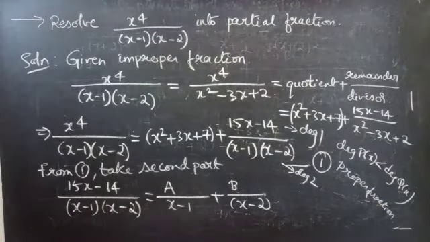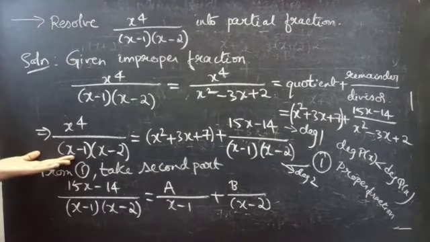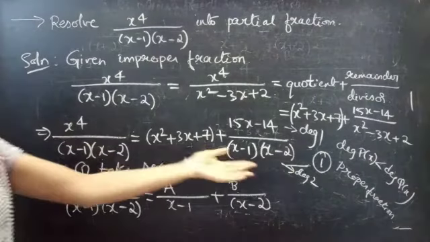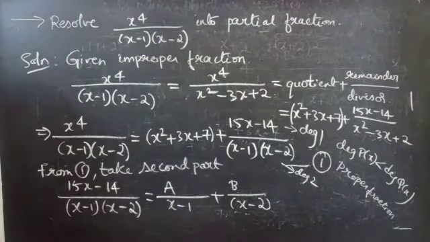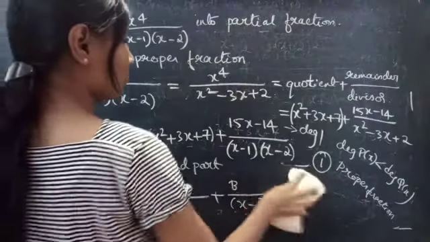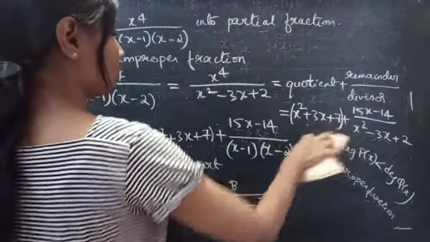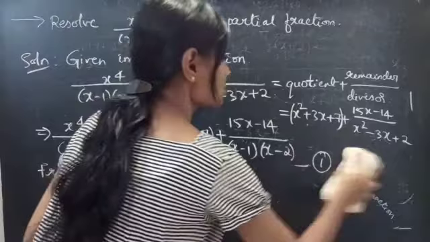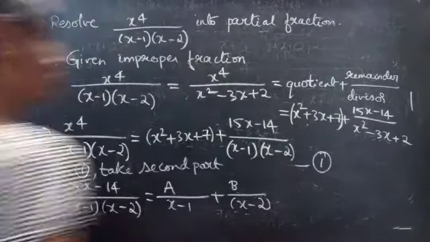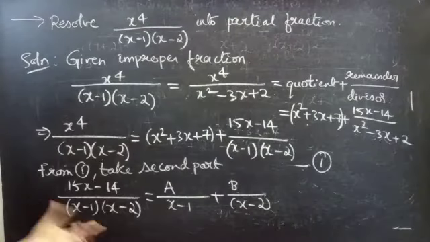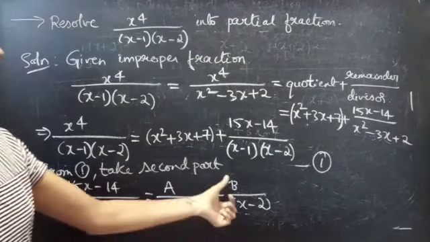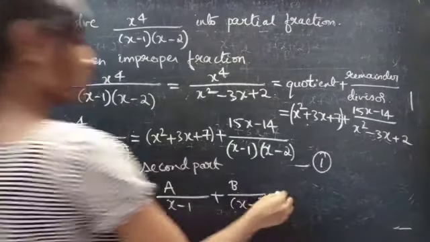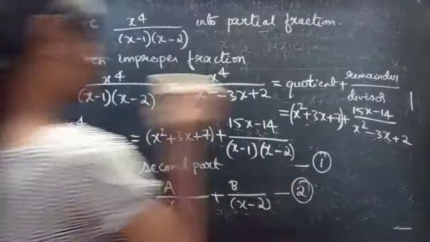So we have reduced the given improper fraction into a polynomial plus a proper fraction. Now I'm going to take this proper fraction. I could write it as a by (x minus 1) plus b by (x minus 2). So let's consider it as equation number 2.